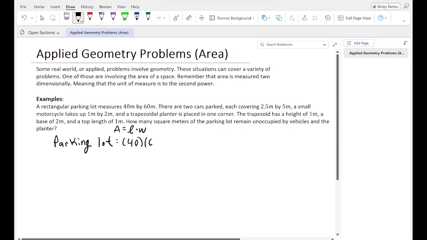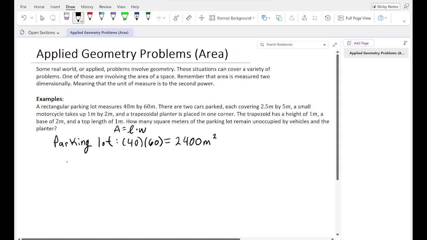40 by 60. And it doesn't matter which one's which, because multiplication can go both ways. 2 times 3, 3 times 2, still the same thing. So 40 times 60, 60 times 40, same thing. So when we multiply these two together, we're going to get 2,400. And since we're dealing with area, and the unit of measure is meters, it's going to be meters squared. So 2,400 square meters, or 2,400 meters squared. So that's the total area that we're working with.